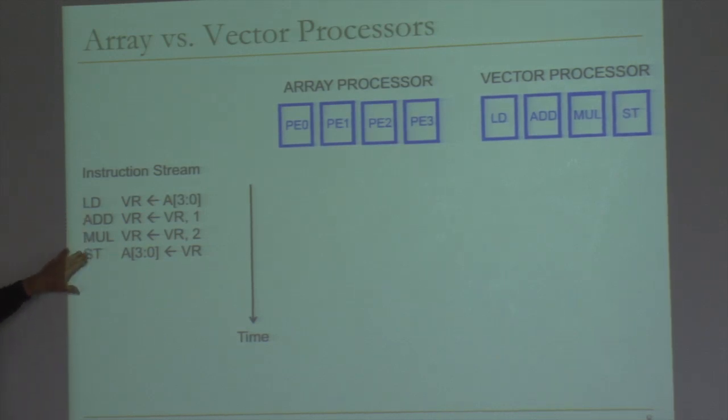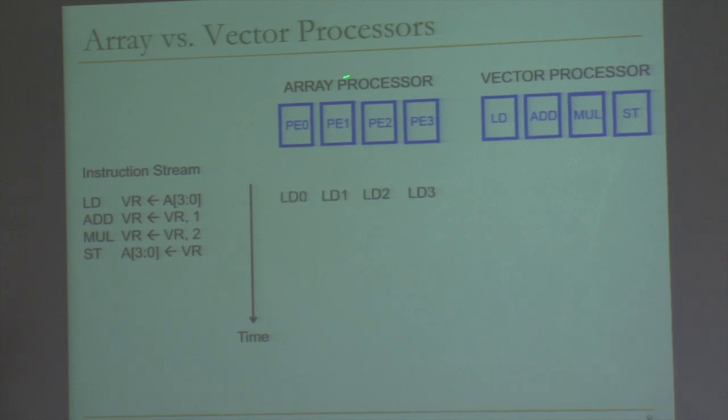Basically, each of these operations specifies 4. Each of these instructions, vector instructions, if you will, specifies 4 operations. So you can do all of these 4 operations specified by an instruction in parallel. That's what an array processor does. Or consecutively in every cycle.